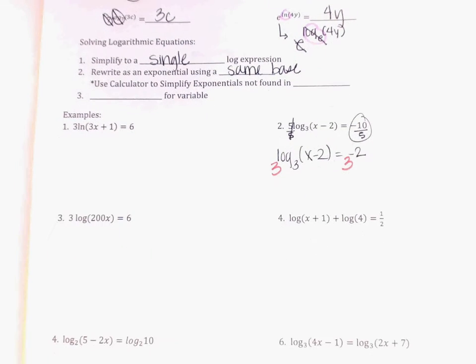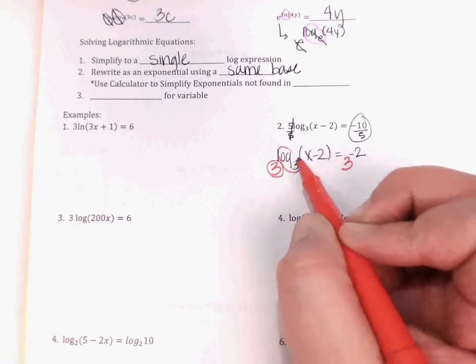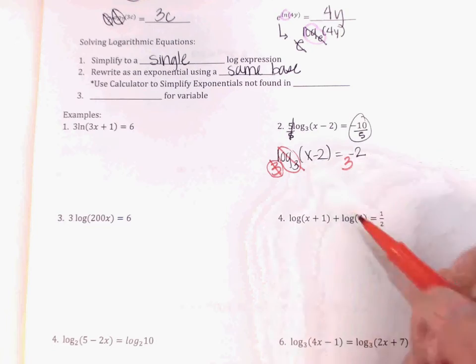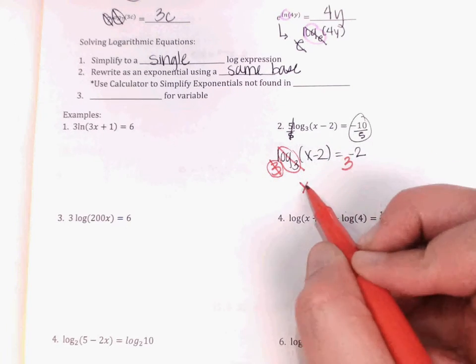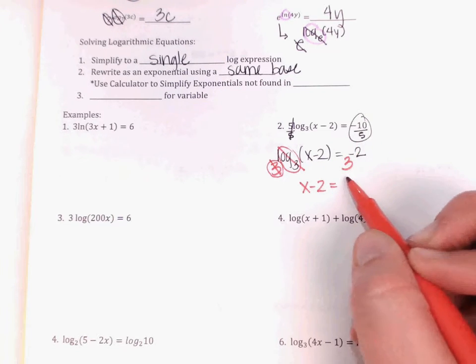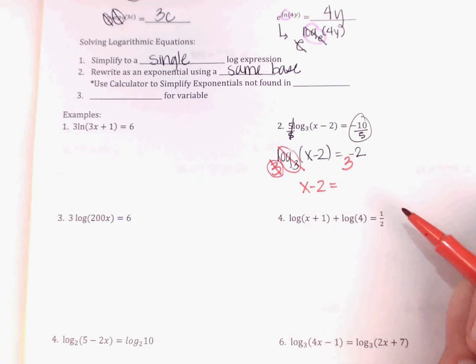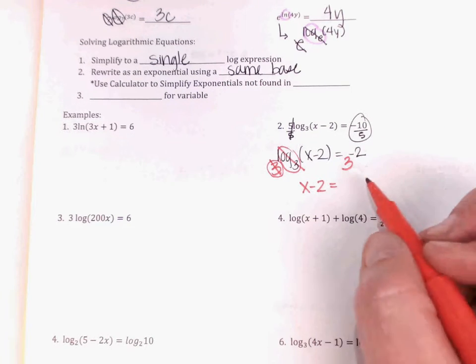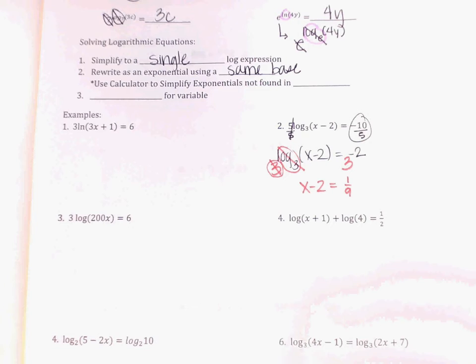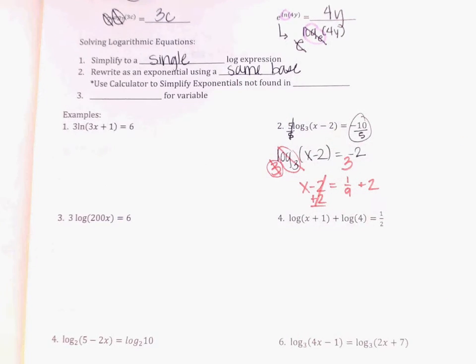Now, let's talk about why that works. What happens when I have a 3 and a log 3? What's left over? x minus 2 equals 3 to the negative 2. Now, do you remember what 3 to the 2 is? 9. Then what's 3 to the negative 2? 1 over 9, right? And then what would I do with the minus 2 from there? Plus it across. So your answer would be 1/9 plus 2.